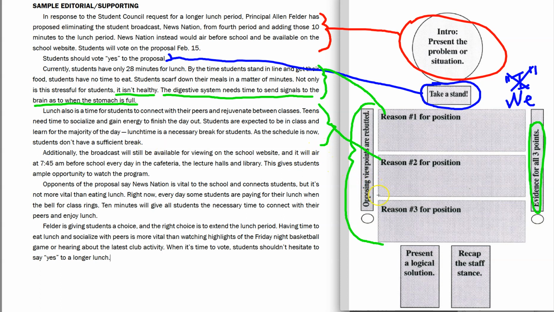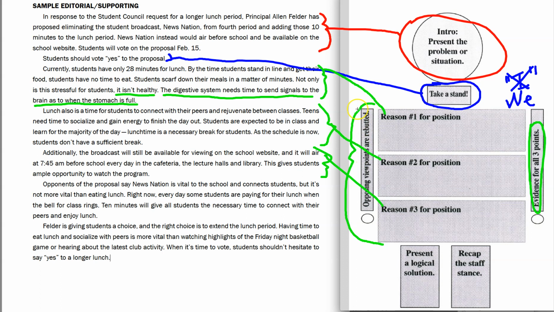You're going to notice the same thing here for reason number 3. Reason number 3. Additionally, the broadcast will be available for viewing on the school website, and it will air at 7:45 a.m. before school every day in the cafeteria, the lecture halls, and library. This gives students ample opportunity to watch the program. There's your reason and your evidence, and that one only needed 2 sentences to do. So that is perfectly fine.